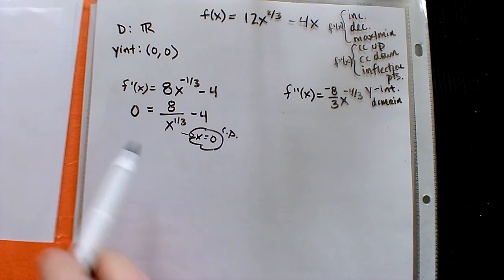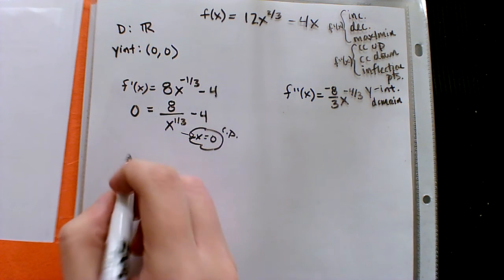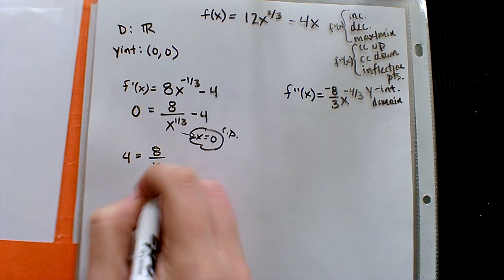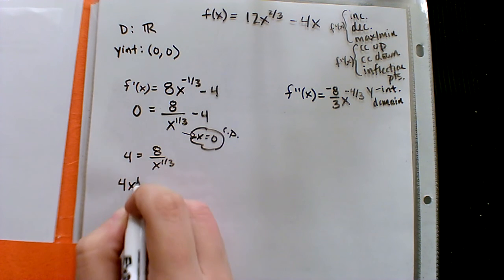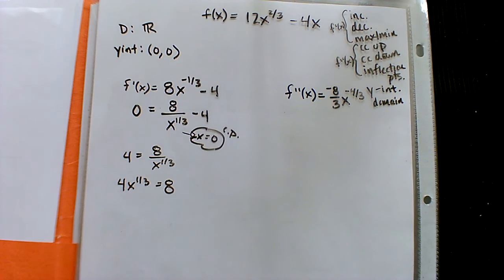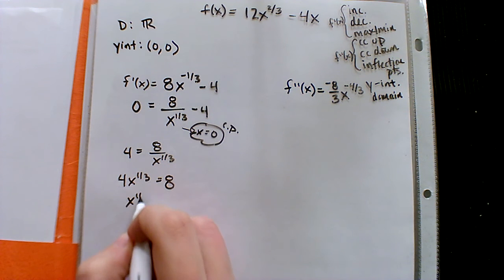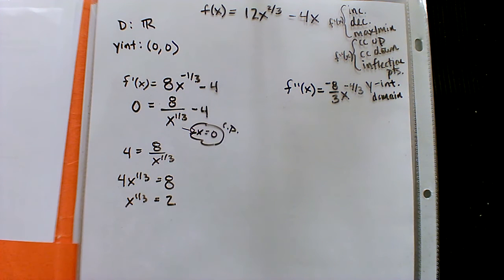Let's see if we can find an x value that would make this equal 0. So maybe we'll add the 4 over. You can multiply the x to the 1/3 over to get rid of the fraction. Divide by 4. How can we get rid of a power of a third? AKA a cubed root. Cube both sides. So we get 8. Alright, so there's another critical point.